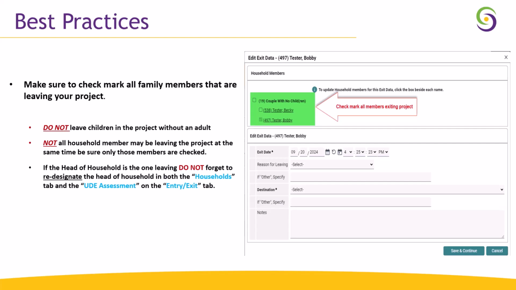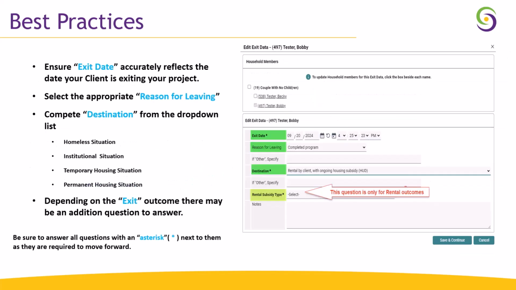Once you have opened up the Edit Exit data box, you want to locate the Household Members box. Be sure to mark all of the clients who are exiting the project. Remember, do not leave any children or minors in a project without adults. If not all of the clients are leaving the project, make sure you do not put a check mark next to their name. Please note, if the client that is remaining is not already the head of household, you will need to go into that client's profile and redesignate that client to now be the head of household.